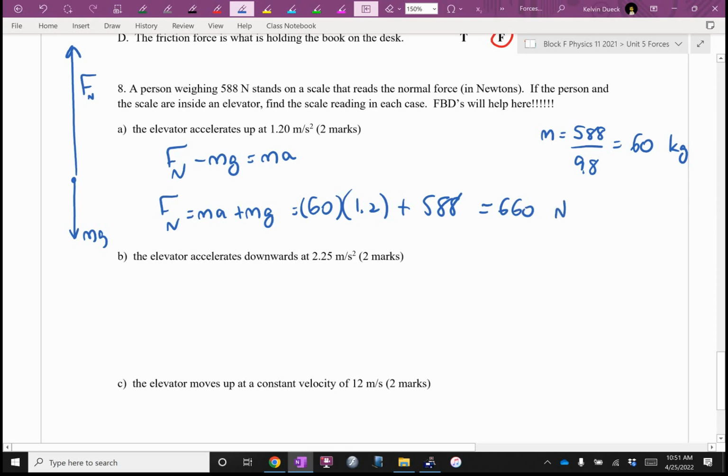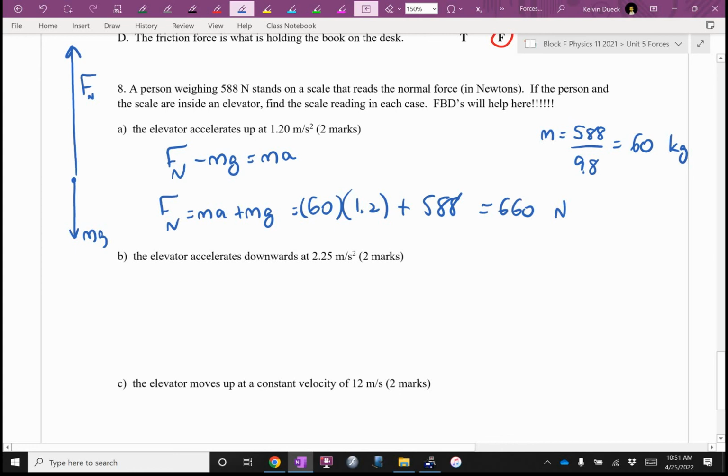What if instead of saying the normal force, what if I asked what would the scale read in kilograms? How can I convert newtons to kilograms? Divide by 9.8, okay? That's sort of on your formula sheet in that when I told you weight is mg, I'm also saying m is weight divided by g.